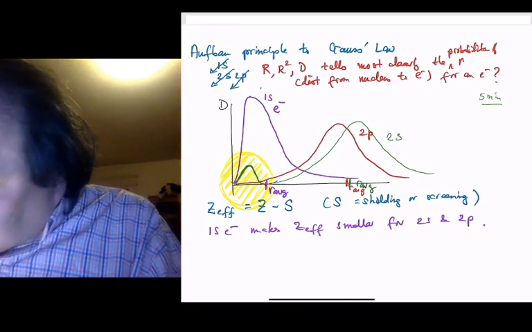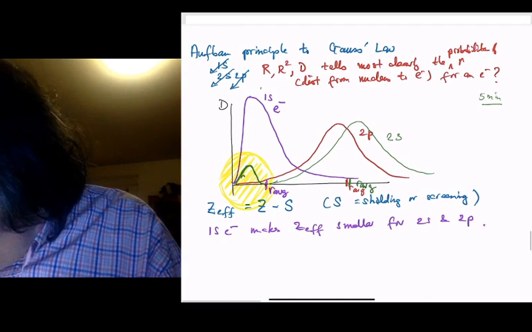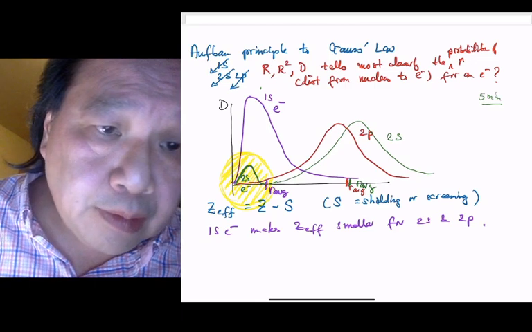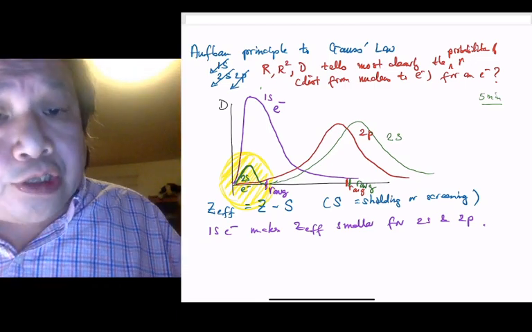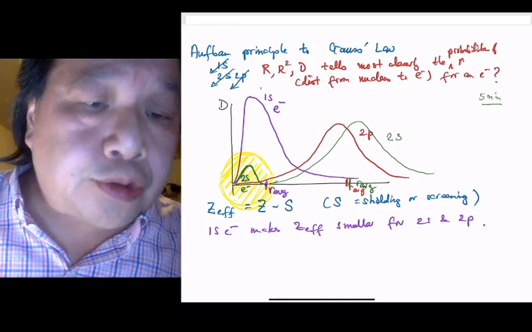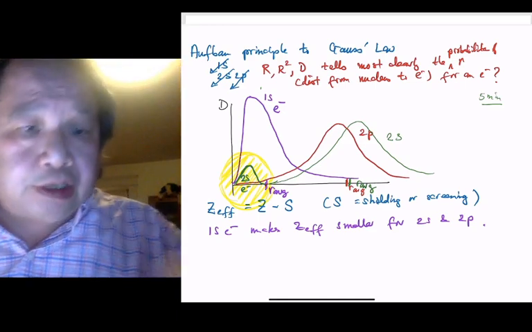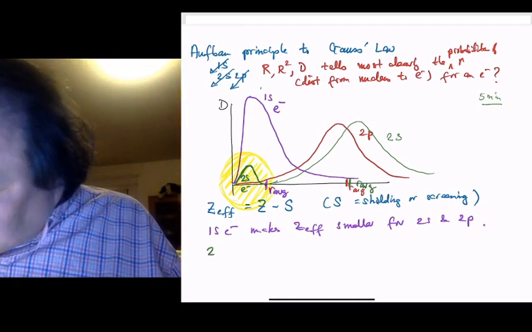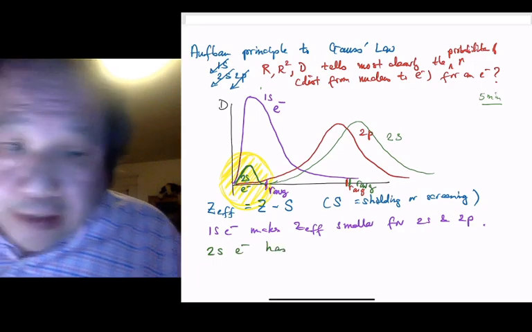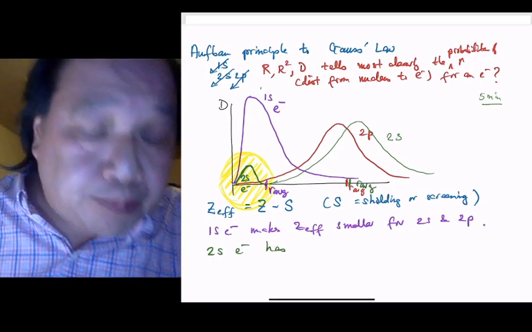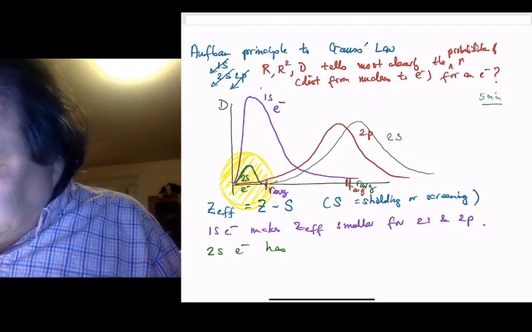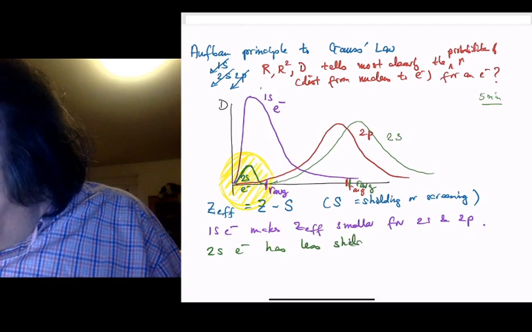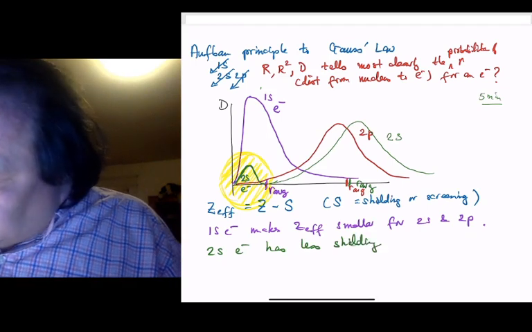When the 2s electron is located here, it is not shielded by 1s. Therefore, is the shielding for 2s bigger or smaller because of this fact that the first bump in 2s is inside? The 2s electron has less shielding because part of it sits inside the 1s. It has less shielding. Less shielding means that S is smaller.